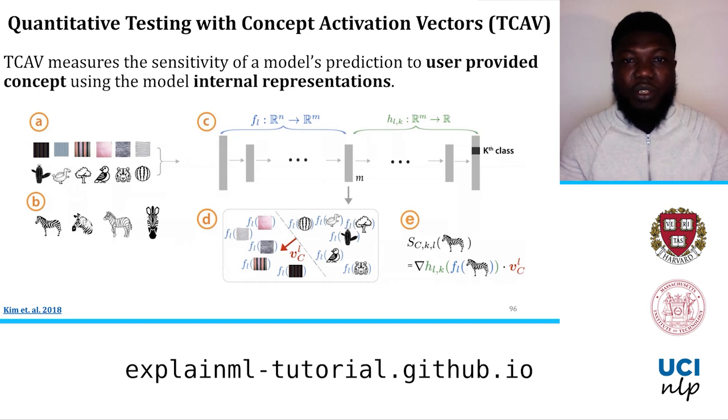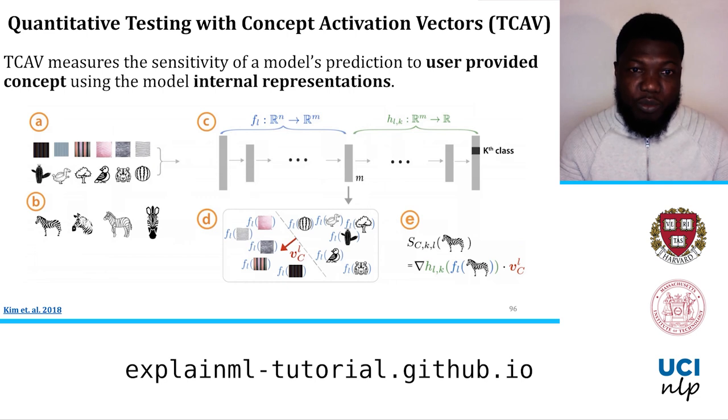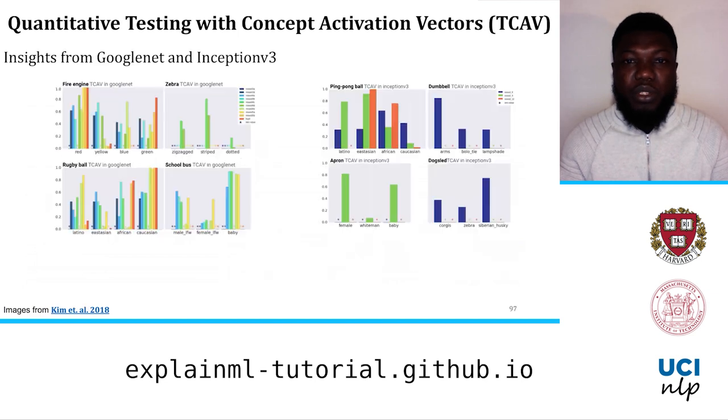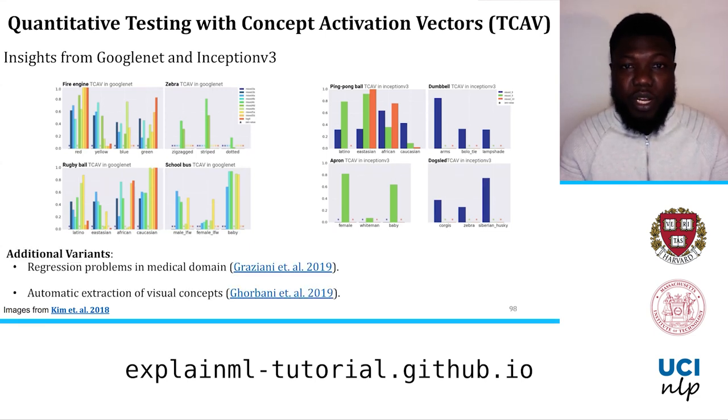So you can use the weights of this linear model to measure the sensitivity of the model prediction for a particular class to the concept of interest. And you can compute this via directional derivatives in the direction of the concept of interest. TCAV has been applied to Inception V3, GoogleNet, and a variety of different deep networks to assess their reliance on concepts like zebra, ping pong ball, and dumbbell. There have also been extensions of TCAV to regression tasks for medical images, as well as automatic methods to extract concepts from images as part of the TCAV pipeline.